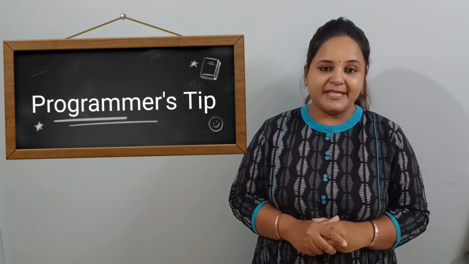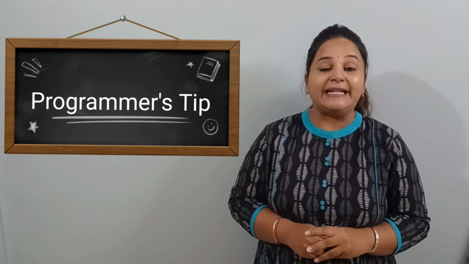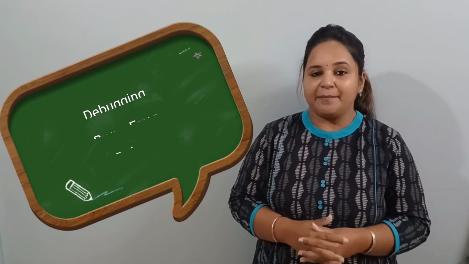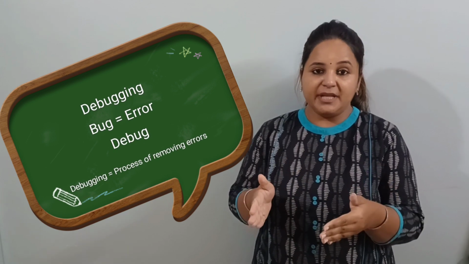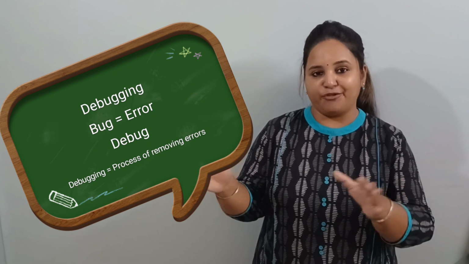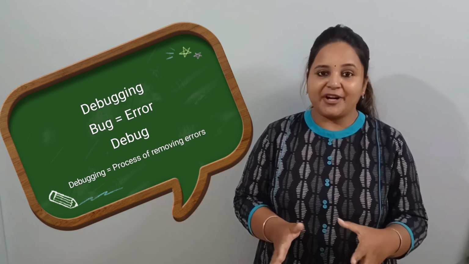Here is a programmer's tip now. I just used the word debugging. Now what is this debugging? A bug in a program basically means an error. Debug means to remove the error and debugging means the process of removing an error. Every programmer, every learner, every coder, when developing a program, comes to a stage where they have so many errors, so many mistakes and obstacles in their program, and they have to sit with the code and find the errors. That process is called debugging.